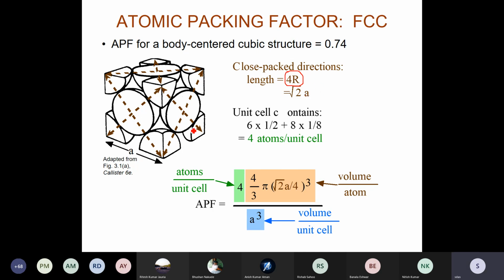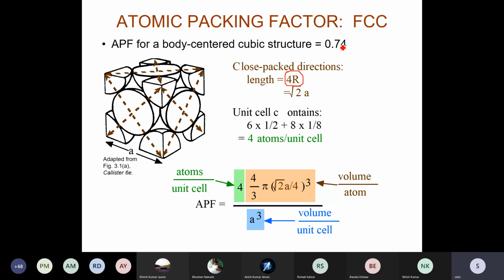So how many atoms are there per unit cell? 4. How much volume is occupied by 4 atoms? 4 atoms multiplied by 4/3 pi r cube. What is r? r equals root 2 a by 4, cubed. What is the volume of the unit cell? A cube, and it comes to 74% or 0.74.